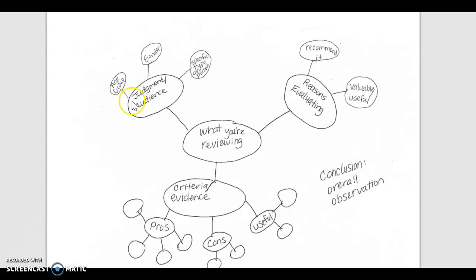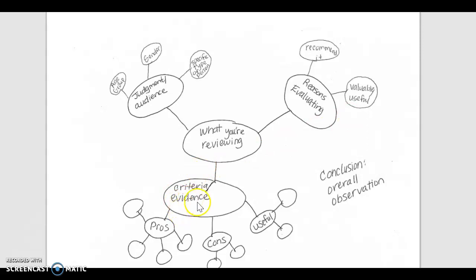Okay, so then you can break that down further. So for example, maybe like an age group or a gender, specific type of person. Then you'll come over here for the reasons evaluating because you're recommending it. Maybe it's valuable, useful. So there's some kind of reasoning behind that.